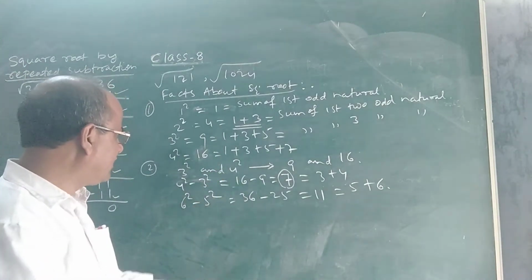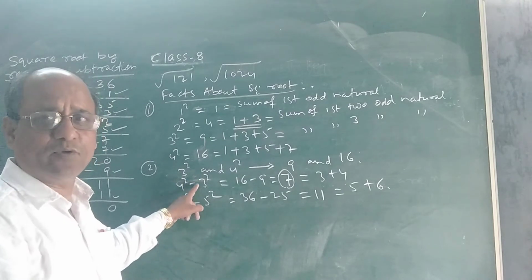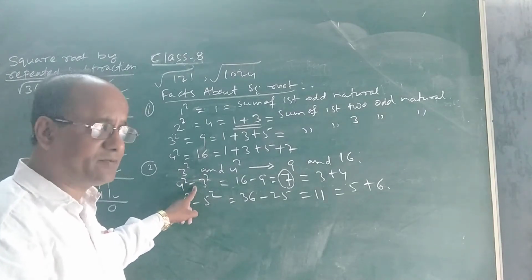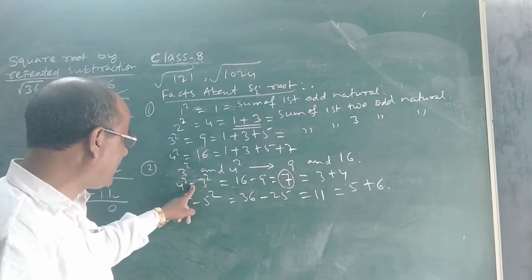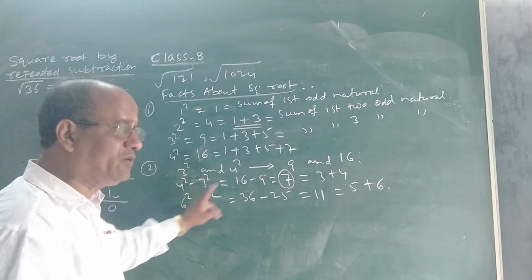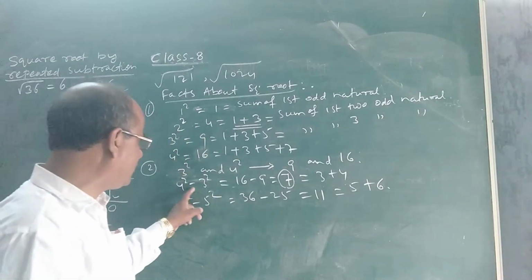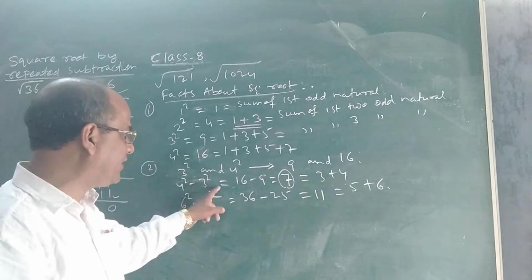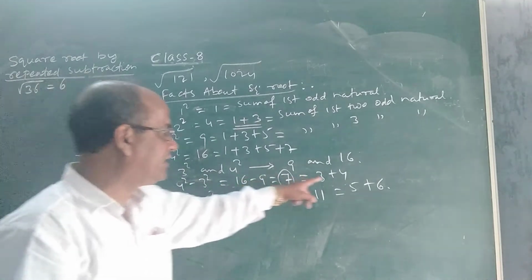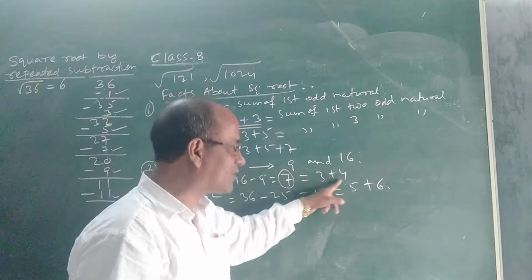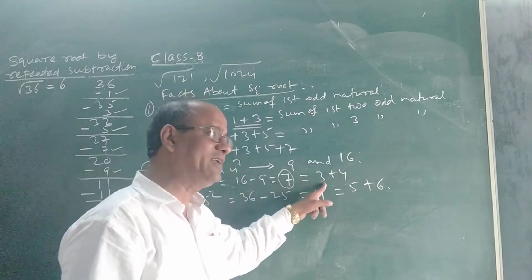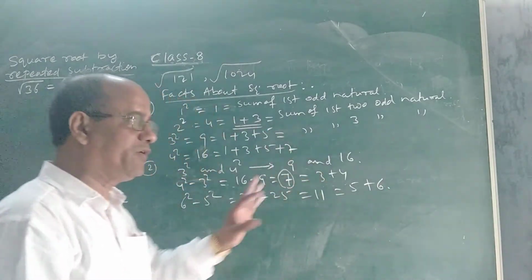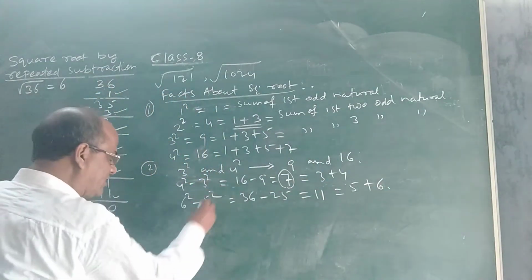We observe here that if we take the difference, difference means minus, of the squares of any two consecutive natural numbers, it is equal to how much? It is equal to the sum of the two natural numbers, and it is true for any two consecutive natural numbers.